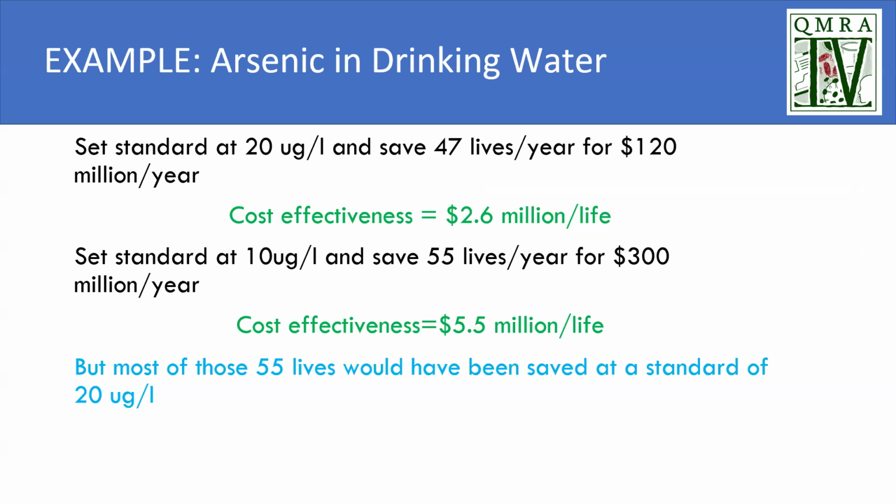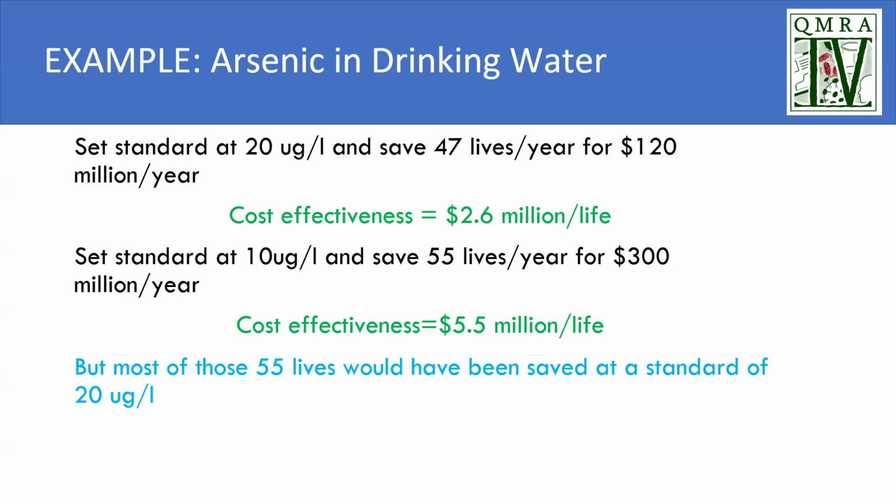The second strategy is to set a standard at 10 micrograms per liter, where we can save 55 lives per year. The cost of this strategy is $300 million per year. So to calculate the cost effectiveness of this strategy, again, we would divide the cost by our benefits in lives saved, and we would get $5.5 million per life.